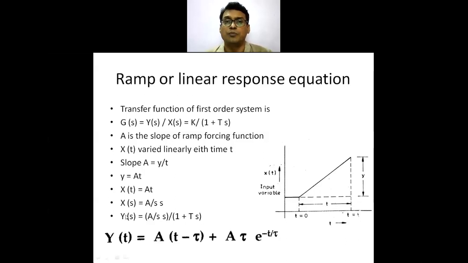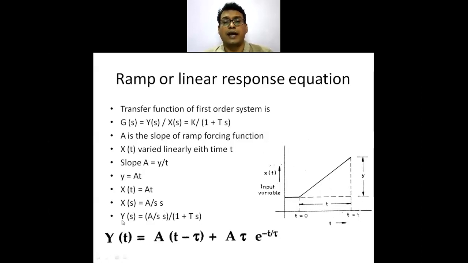One is the input and another is the output. What is the input? The input is the thermometer's initial temperature. How it is going to respond, that is the Y(s). So this slope A is equal to y upon t. So y is equal to At. Therefore x(t) is equal to At. So X(s) is equal to A upon s square.